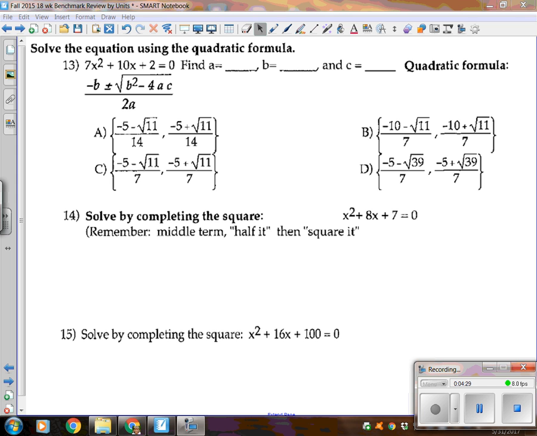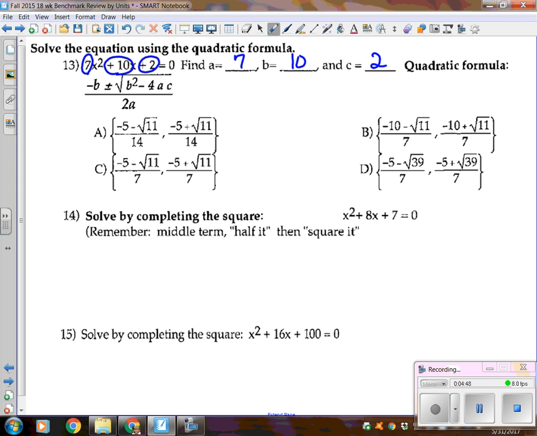All right, next problem we're going to move to is one that's labeled 13. We're going to use the quadratic formula. So when I use my quadratic formula, a turns out to be the number in front of x squared, so a is a 7. B is the number in the middle, so B happens to be 10, and C is the number with no x, and it happens to be 2.